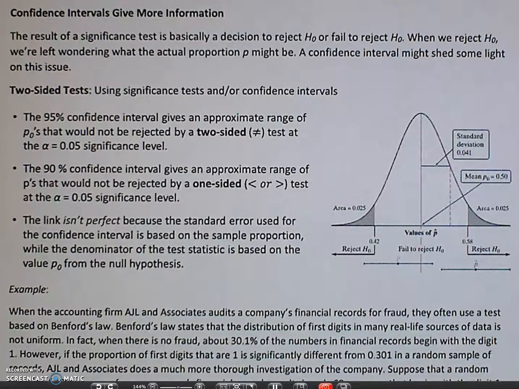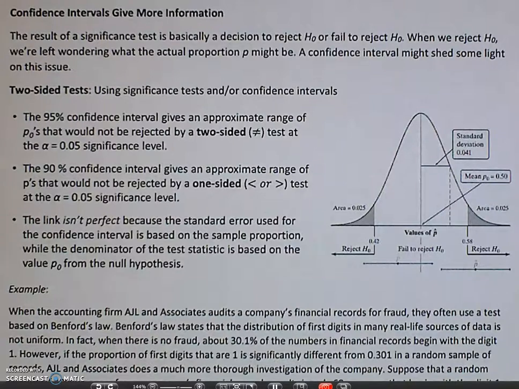Now that we have successfully completed an example or two about performing significance tests for population proportions when it's a one-sided test, let's look at two-sided tests. The result of a significance test is basically a decision either to reject or fail to reject your null hypothesis. When we reject the null, or H sub 0, we're sometimes left wondering what the actual proportion p might be. Now, a confidence interval might shed some light for us on this issue.